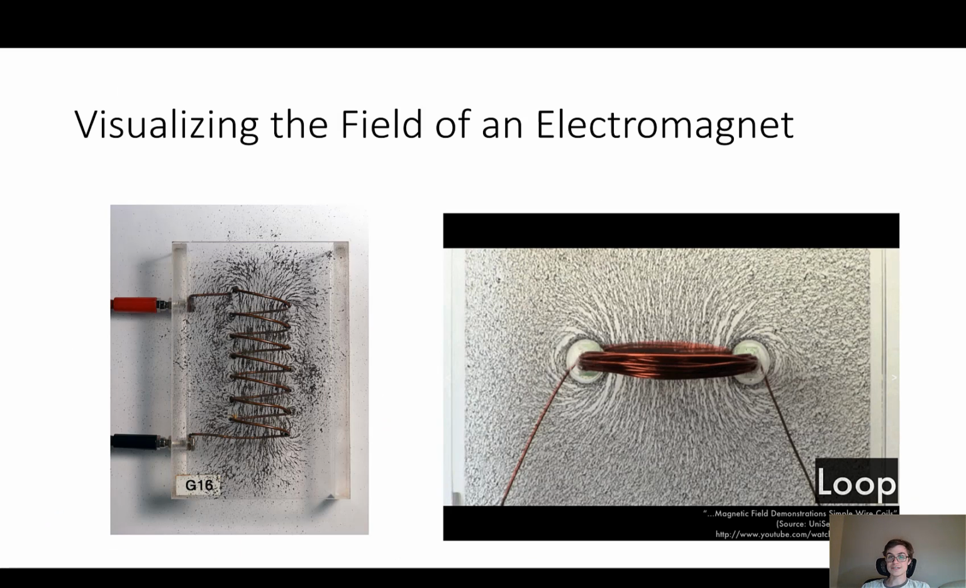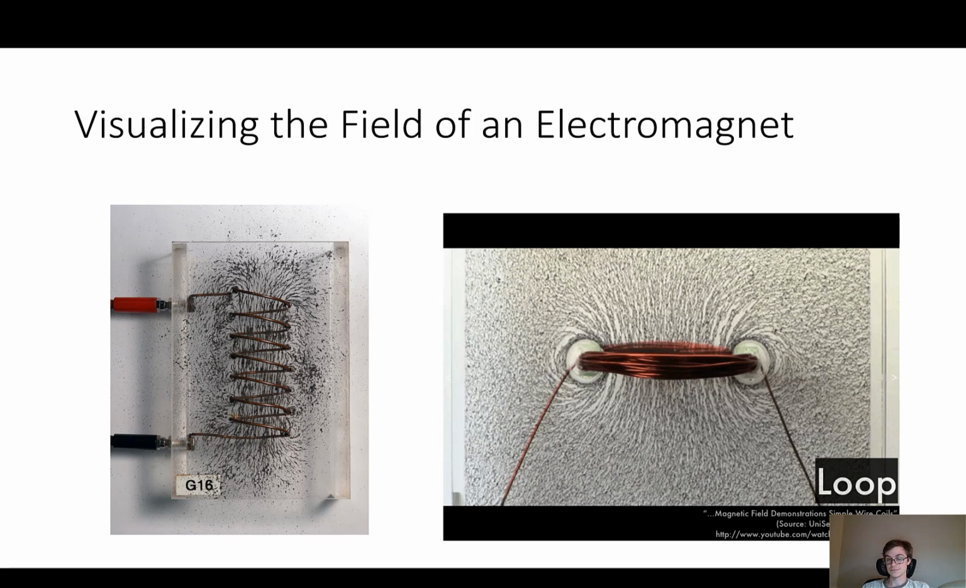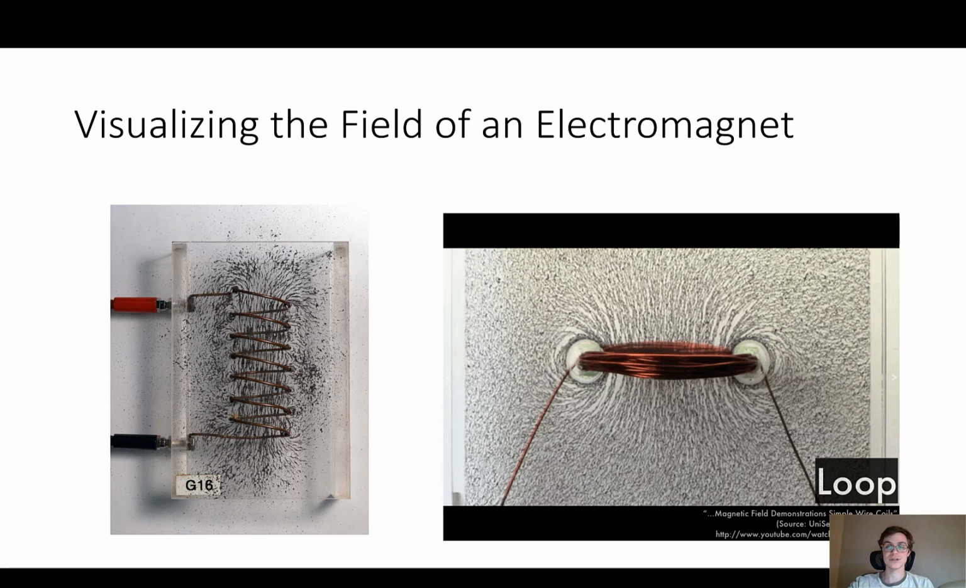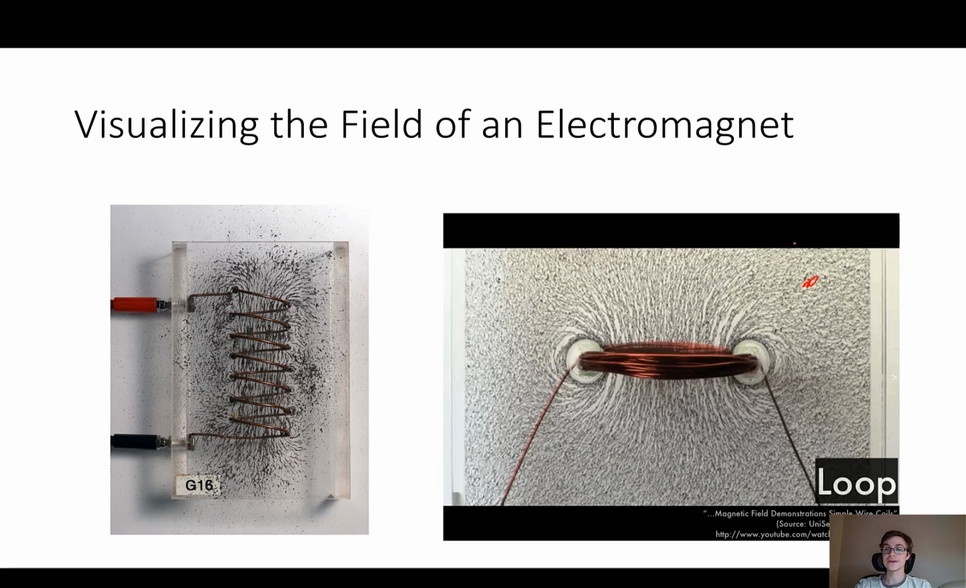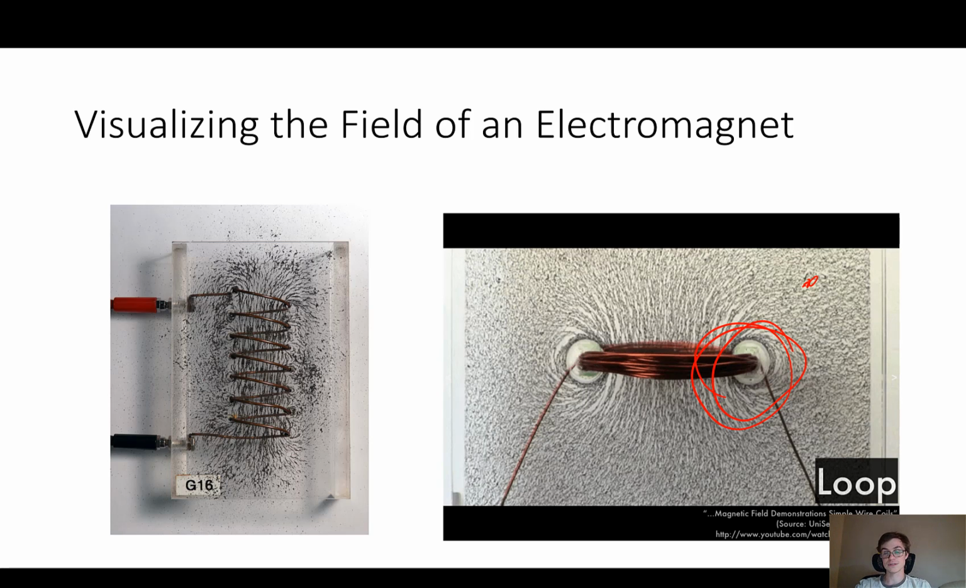You can visualize the field of an electromagnet by scattering iron filings around and then seeing what happens. The magnetic iron filings will arrange themselves in order. And you can see here, this is the electromagnet's off. So I'm looking at this picture. The electromagnet is off, but then when it turns on, you can see the loops that form.